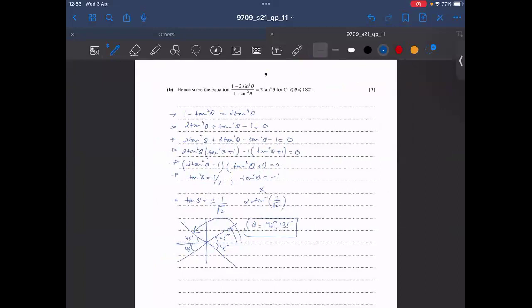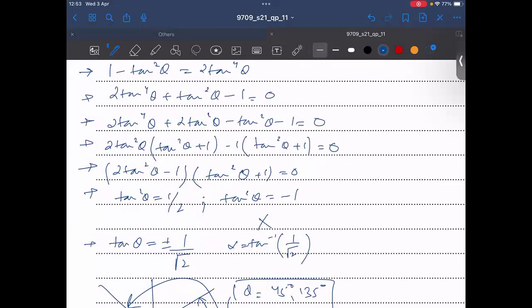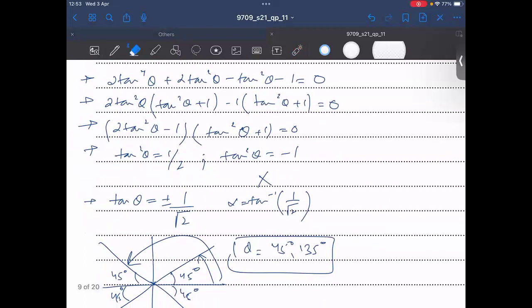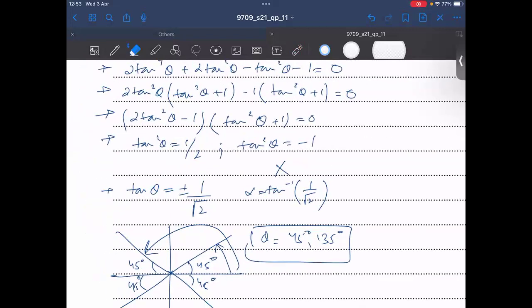Iman, is that clear? In the mark scheme, the answer is 144.7 and 35.3. Are they getting this equation? Yes, we are getting this equation, 1 over square root of 2. Oh, sorry, I didn't have the calculator. I just wrote down the angle 45.